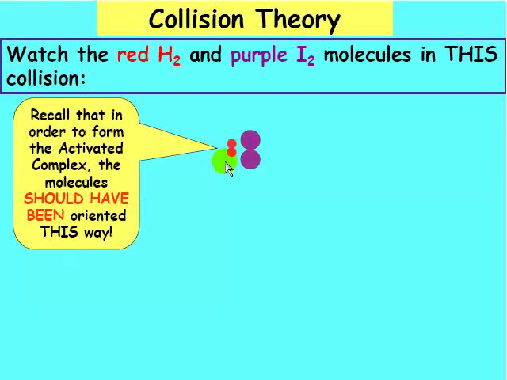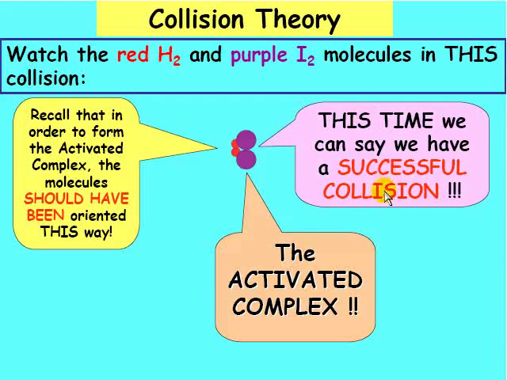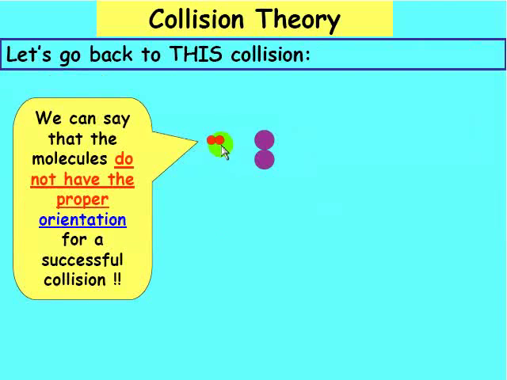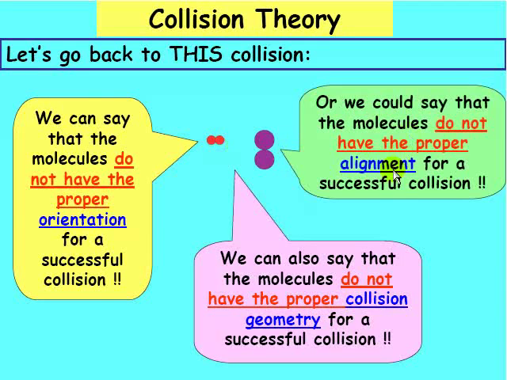Recall that in order to form the activated complex, they should have been oriented this way, so each H can hit an I. In this case, they form the activated complex, and this is called a successful collision. But that's not what happens in this collision. We can say that these molecules do not have the proper orientation for a successful collision. We can also say that they don't have the proper collision geometry. One more term we can use for this is alignment. We can say the molecules don't have the proper alignment for a successful collision.